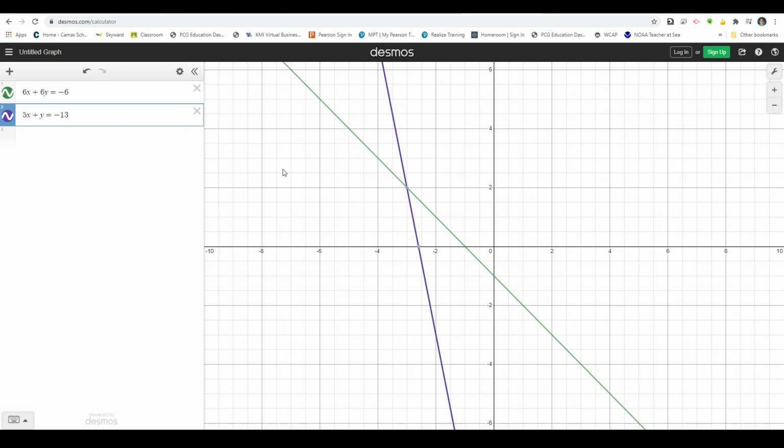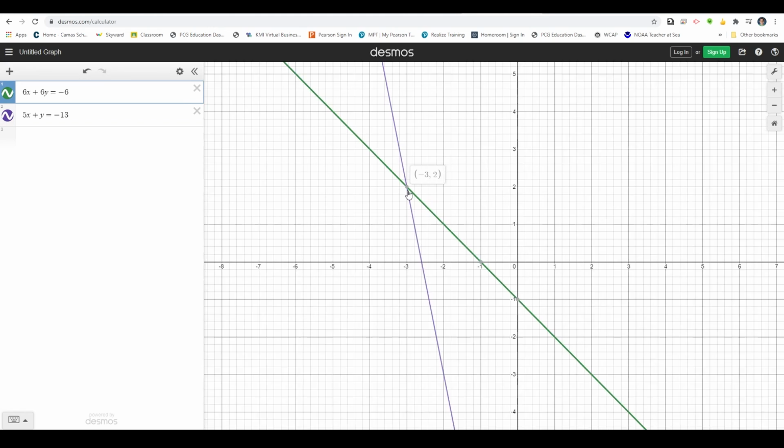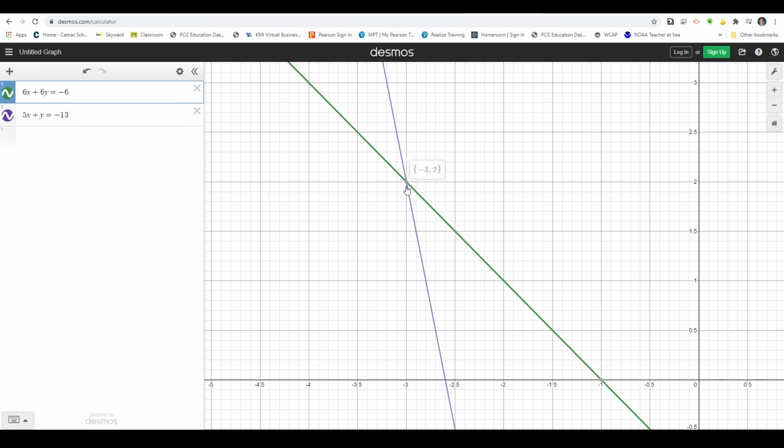So this is how you interpret the results. You look at these two lines, see it gives you this little gray dot right here. This gray dot is where they cross. That is the solution to that system of equations. You hover the cursor over it and it says negative 3, 2.